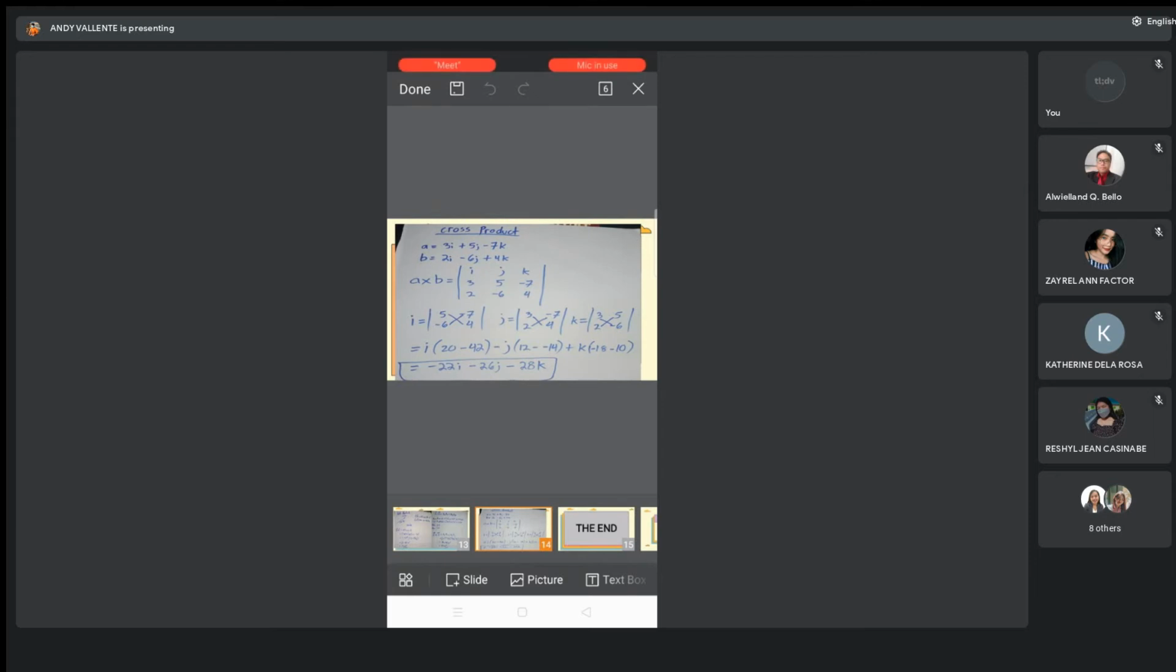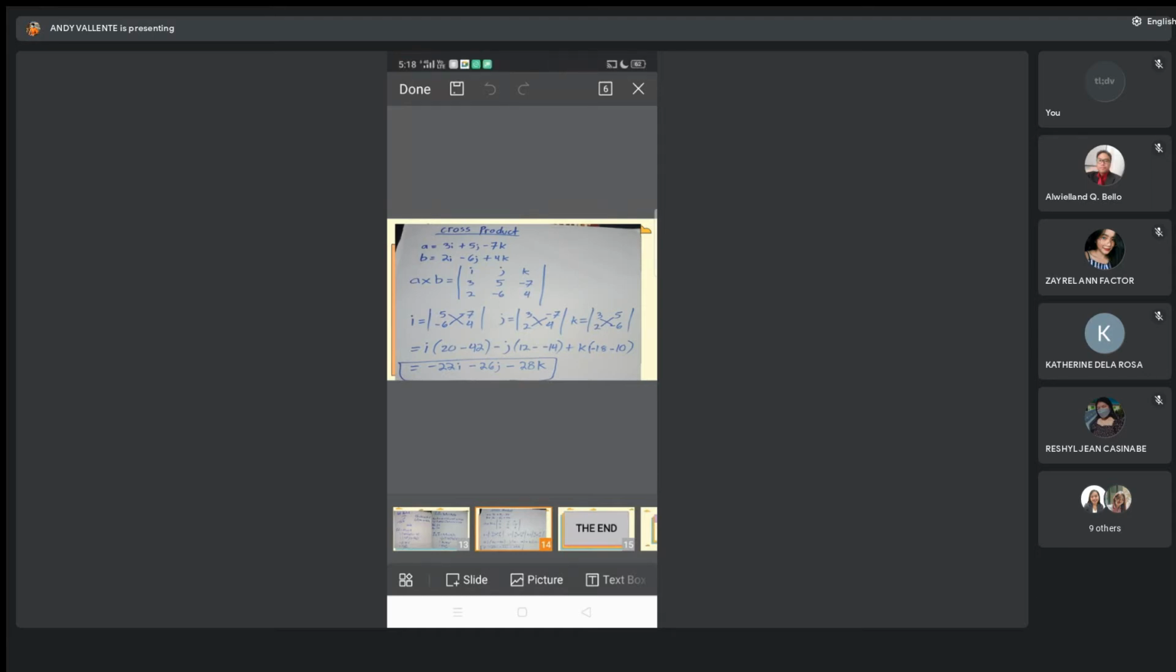So next is the cross product. Our given is A is equal to 3i plus 5j minus 7k. Our B is equal to 2i minus 6j plus 4k. So A cross B is equal to the matrix of i, j, k. So input lang ato ang mga values sa atong A and B. Our values of A are 3i, 5j, and negative 7k. Then sa B, 2i, negative 6j, 4k.